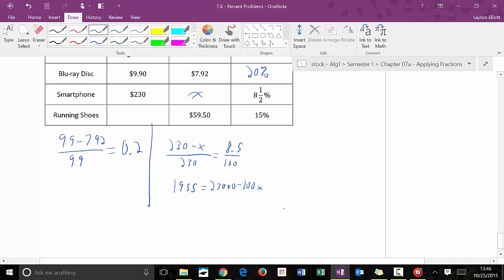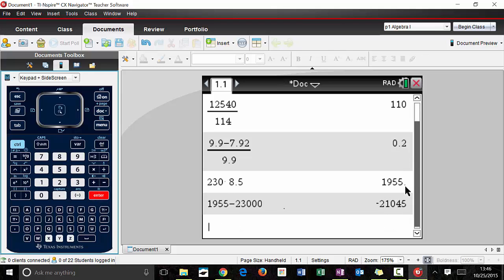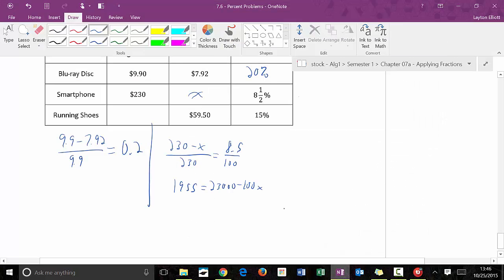This is a little tricky. I'm just going to do this to make sure I'm right, and also to validate your decision to use a calculator, because you're now allowed. Minus 23000, 21045. Divide by 100, I get x is equal to 210.45, and yes, that does make sense, 210.45.